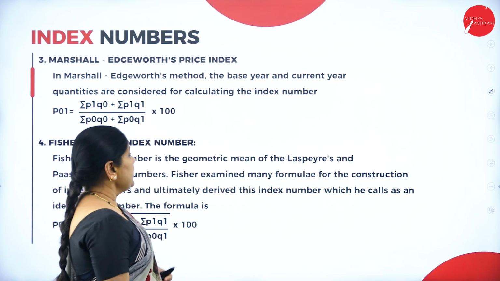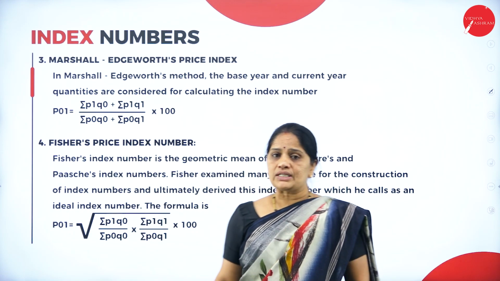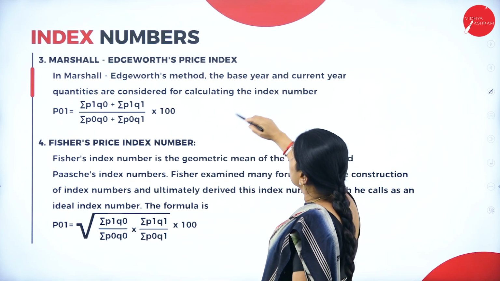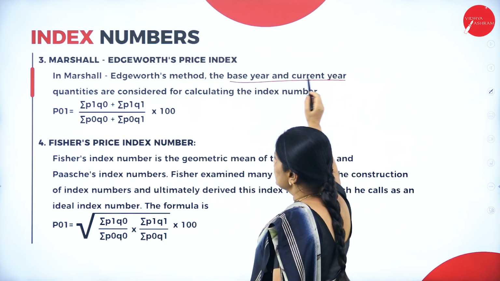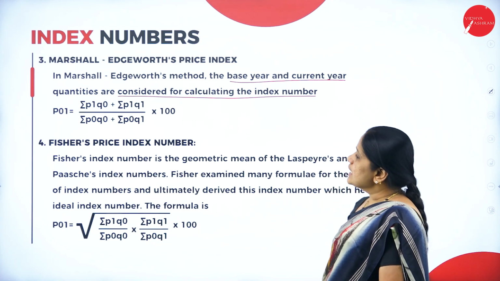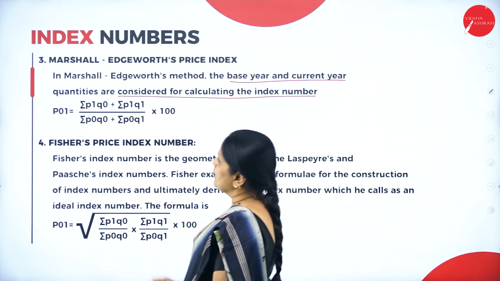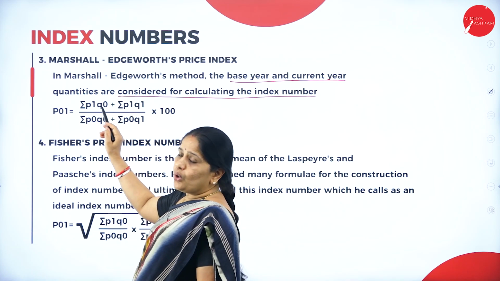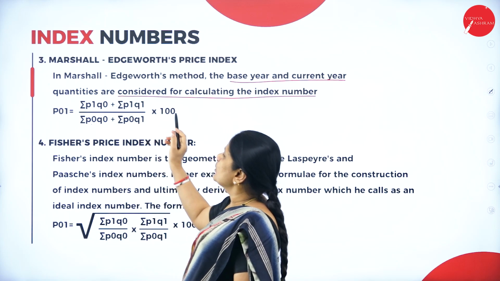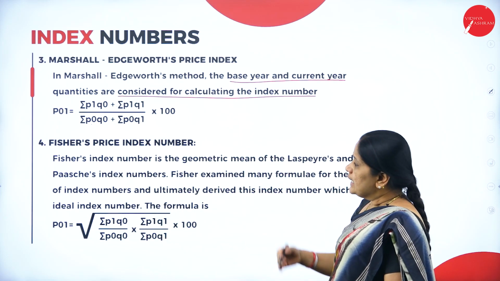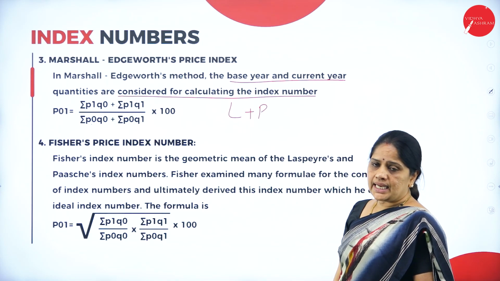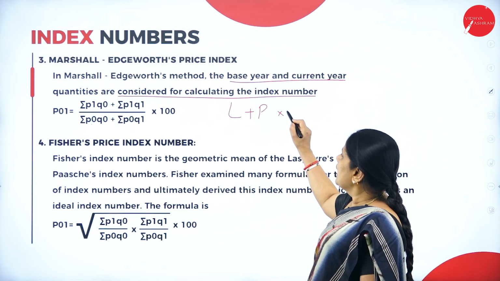Now, the next method of calculating is Marshall-Edgeworth's price index. In Marshall-Edgeworth's method, the base year and the current year quantities are both considered for calculating the index numbers. So P01 equals sigma P1 Q0 plus sigma P1 Q1, divided by sigma P0 Q0 plus sigma P0 Q1, into 100. It is nothing but the combination of the Laspeyres and Paasche index numbers, into 100.